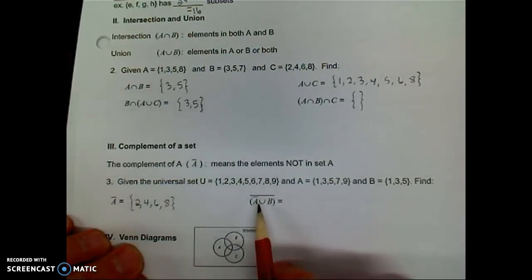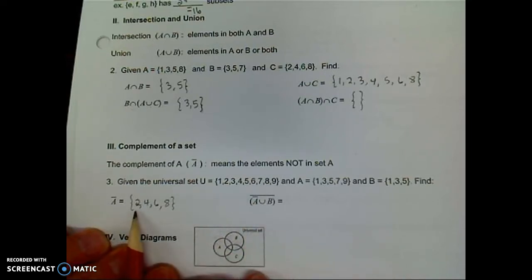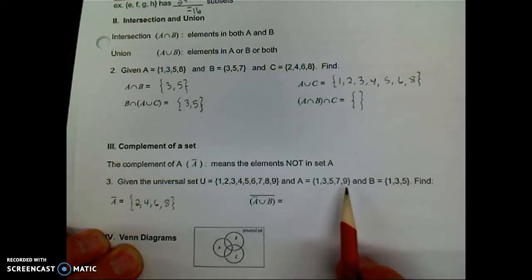Let's take a look here. So the union of not A and B. So not A is 2, 4, 6, and 8. B is 1, 3, and 5. So now we have 1, 2, 3, 4, 5, 6, and 8. The only item that's not there is 7.